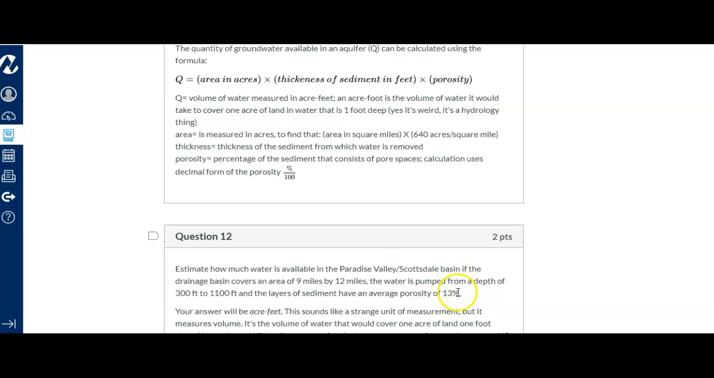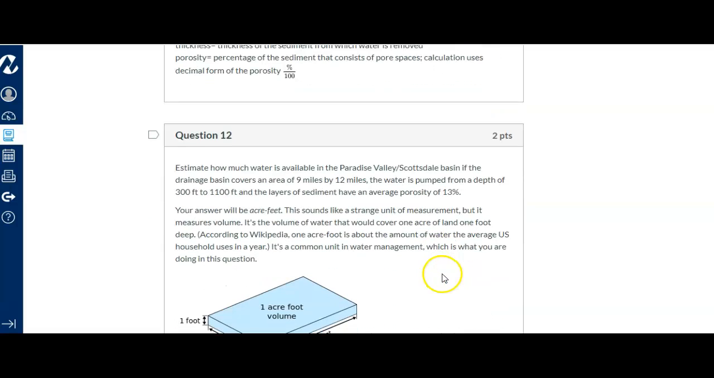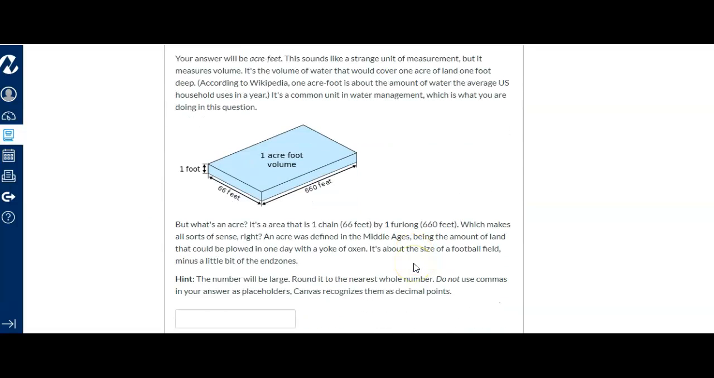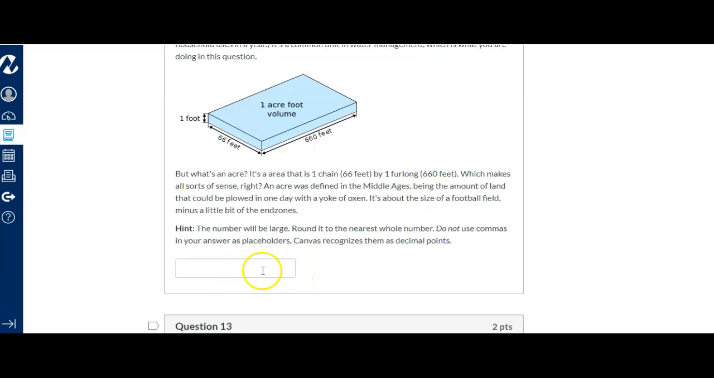Remember, if you're just putting in numbers, you want to put 0.13 if you're using a decimal form of the percent there, right? So you take those values, and that'll give you an answer. It'll be pretty big. It'll be in acre feet, which is a unit we use to measure water. And an acre foot is just covering an acre a foot deep. That's what 1 acre foot is. And so once again, just put in the number here because Canvas is weird about how it interprets certain things. But that'll tell you how much water is available in this unit here.